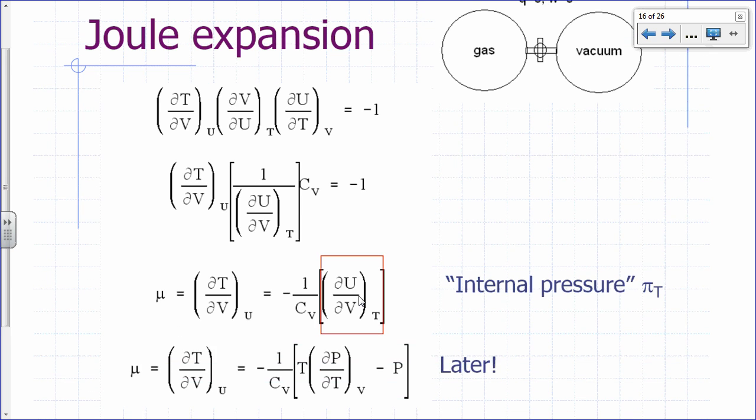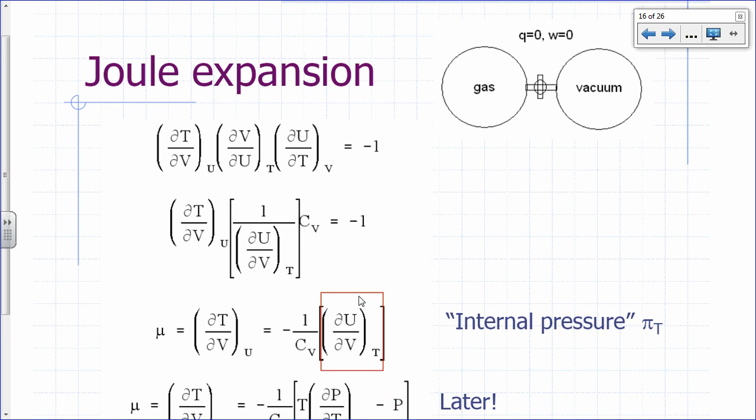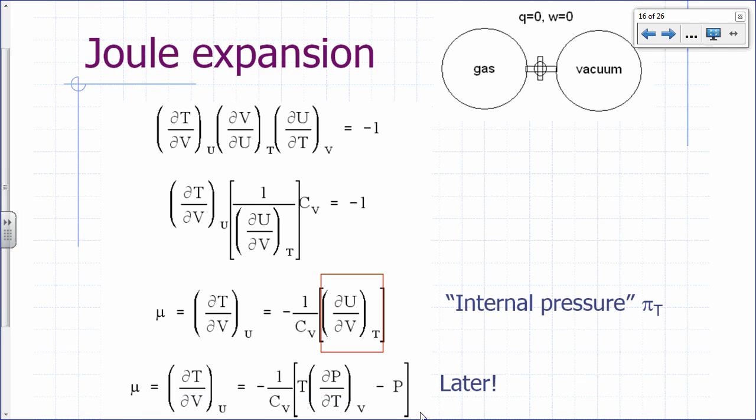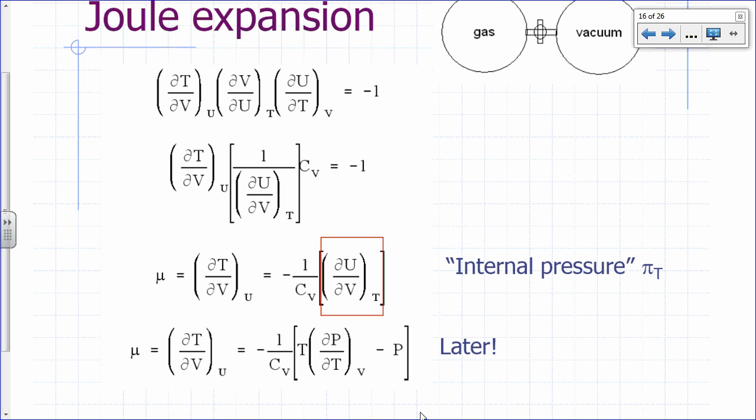Now, it turns out that the Joule coefficient for an ideal gas, let's examine this a little more closely. Let's review our identity again. Partial of T with respect to V at constant U, times partial of V with respect to U at constant T, times partial of U with respect to T at constant V, is negative 1. We know that identity, right? So we're going to examine that identity right there.